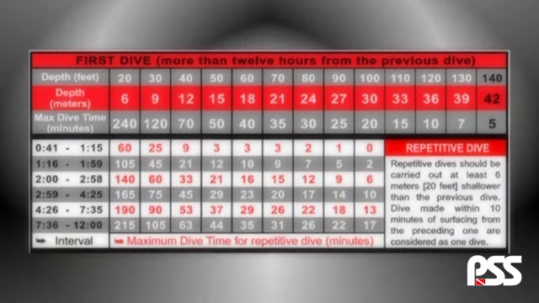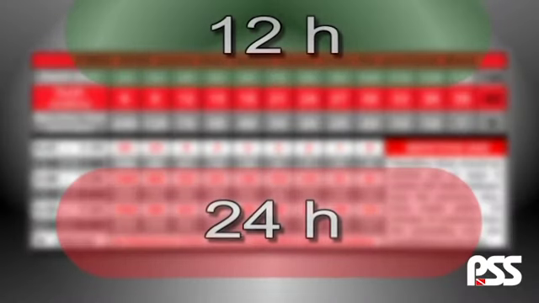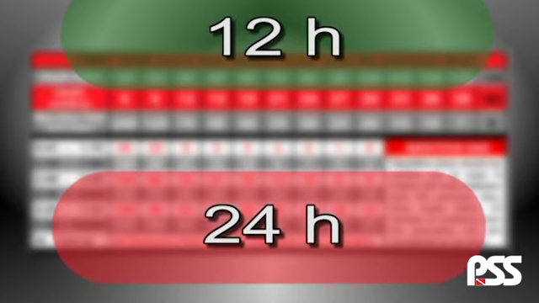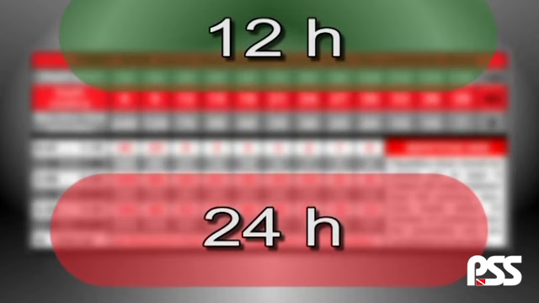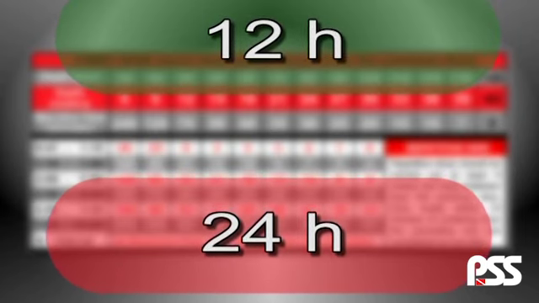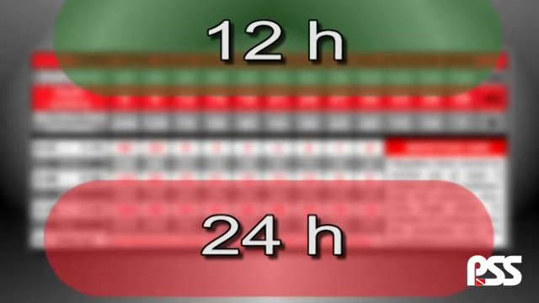If you make a dive using the PSS dive tables, you should wait at least 12 hours before changing altitude if the dive is not repetitive and does not involve an emergency decompression stop. You should wait at least 24 hours in all other cases.